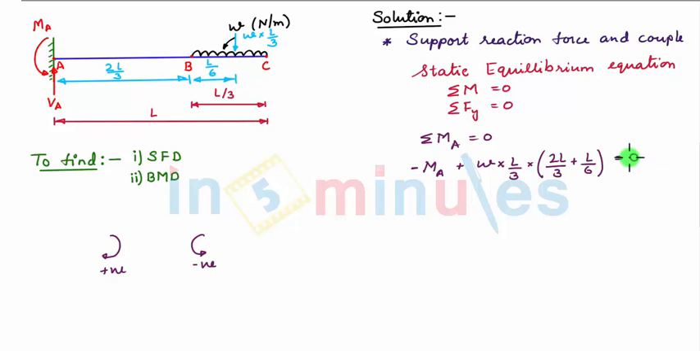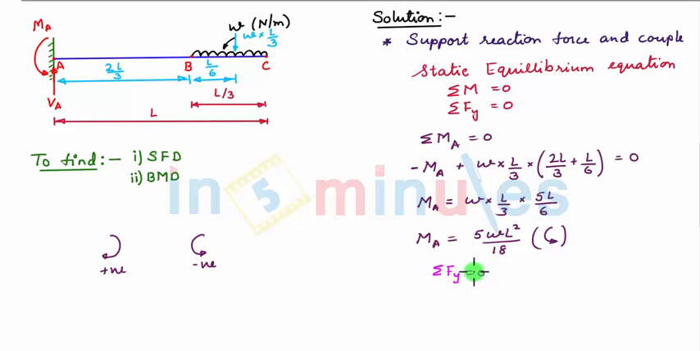Upon solving this we get the value of MA as W into L by 3 into 5L by 6. So this is MA equal to 5WL square by 18. Now since the value of MA comes out to be positive, our assumption of MA being anti-clockwise is true. Next we use another static equilibrium equation, which is summation of all vertical forces Fy is equal to 0.